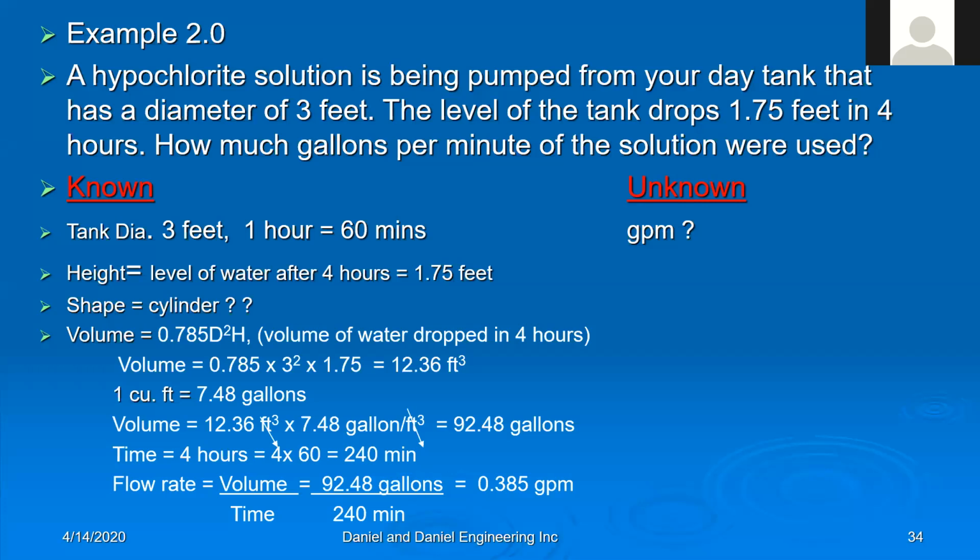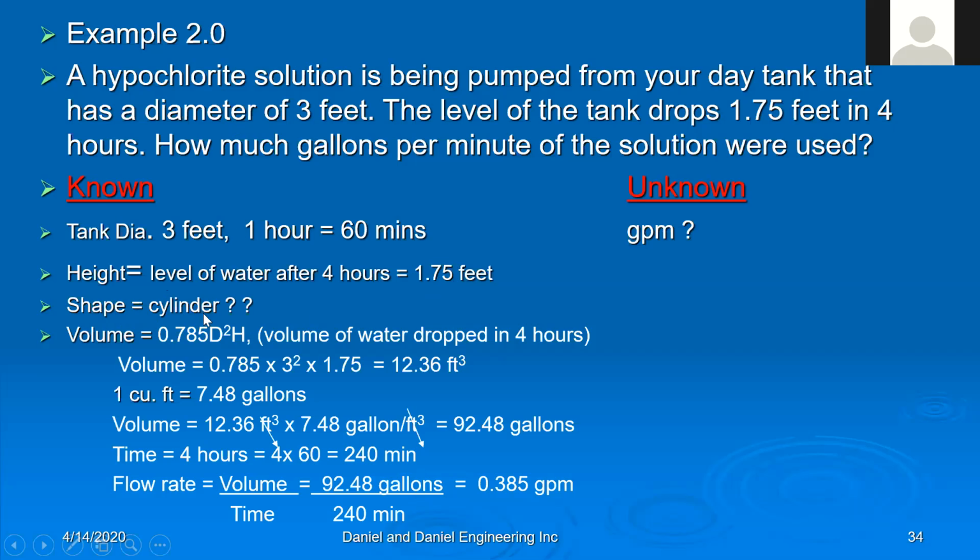So separate the knowns from the unknowns. I know the diameter of the tank, which is 3 feet. I want to remind you that 1 hour is 60 minutes. We have a height, right? That's the level of the water after 4 hours. It dropped 1.75 feet. And obviously the shape, again, I explained that. Diameter leads you to think that it's a cylinder.